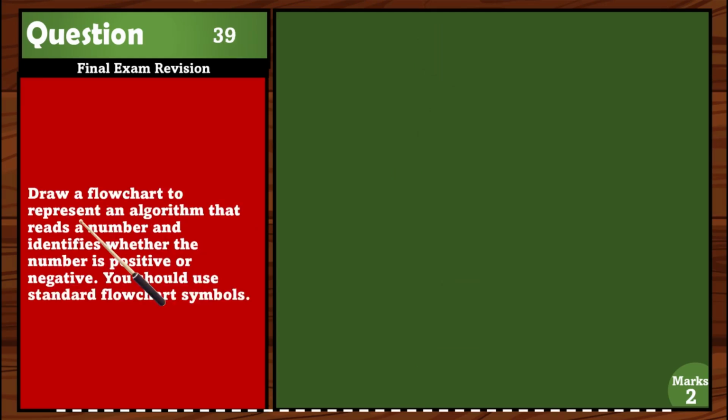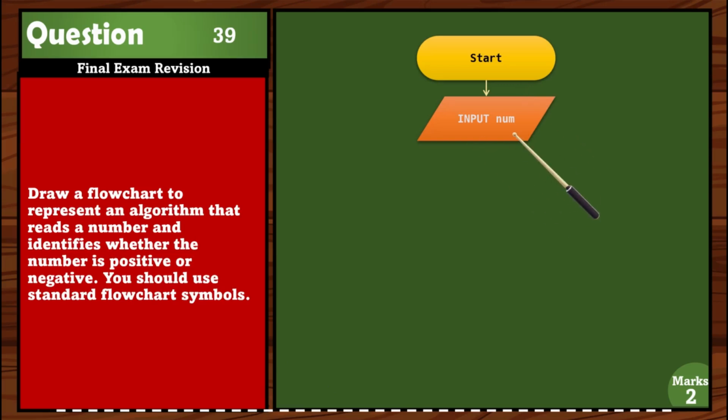Question 39. Draw a flowchart to represent an algorithm that reads a number and identifies whether the number is positive or negative. You should use standard flowchart symbols. Same thing, we start a flowchart with this symbol, start, then we need to ask a user to input the number. So we use this shape to ask a user to input the number.